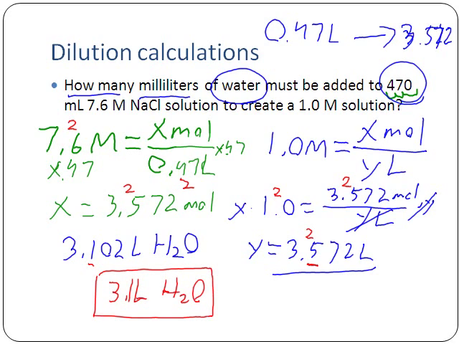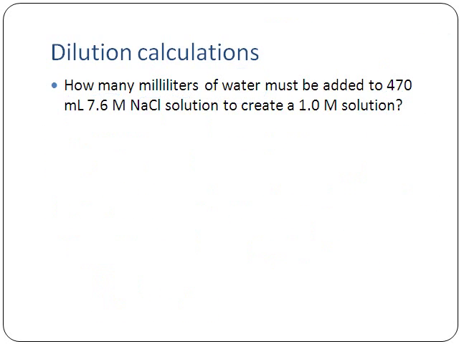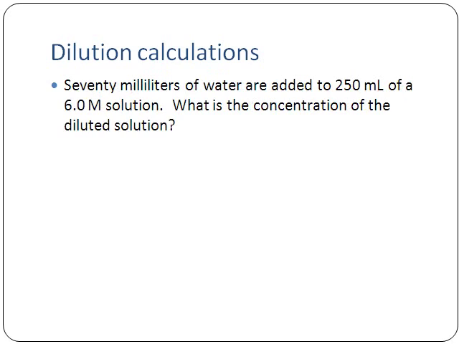And so that would be how you set up a dilution calculation whenever you're dealing with adding water. So one last example to make sure we understand it pretty well here. 70 milliliters of water are added to 250 milliliters of a 6.0 molar solution. What is the concentration of the diluted solution?